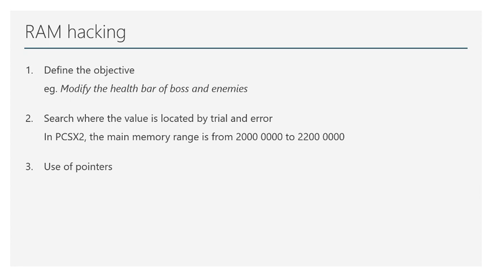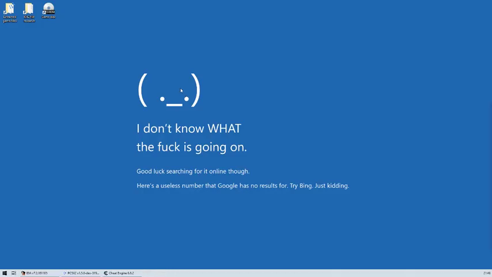PCSX2 will map the PlayStation 2 memory in this range of addresses. So once we know that we should search only for those ranges of addresses, we will reduce the list of results in Cheat Engine. So I want to do that right now. So I will show how it works.